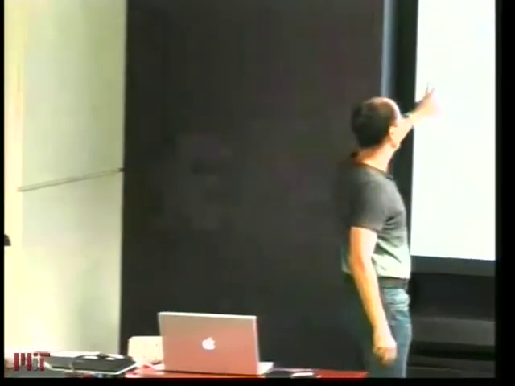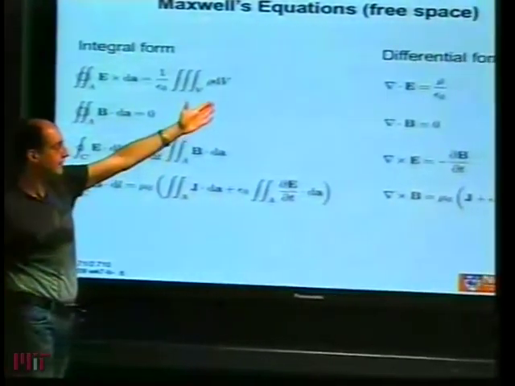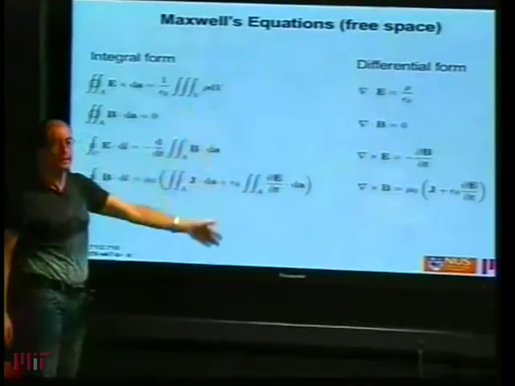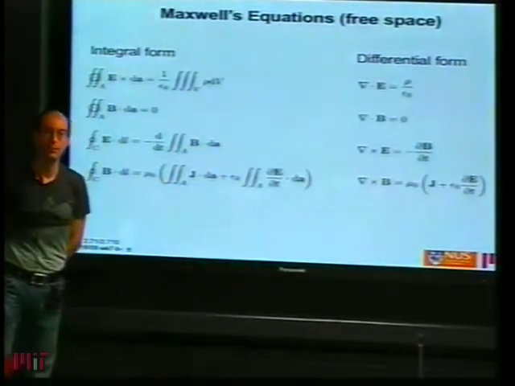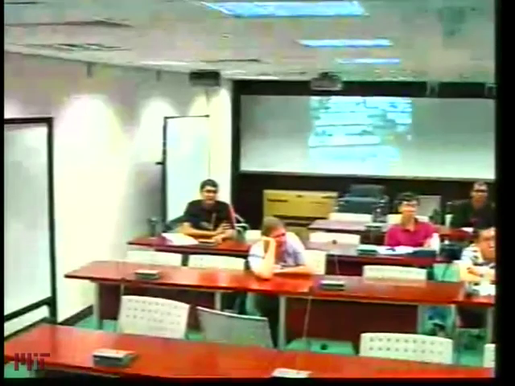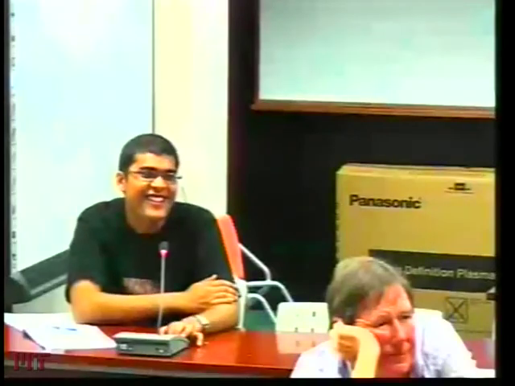Actually, these are the same equations. One on the left-hand side written in integral form, the right-hand side written in differential form. Does anybody want to volunteer and say, for example, the first row? It is the same equation. So what does it tell us? You want to say? Toss a coin.